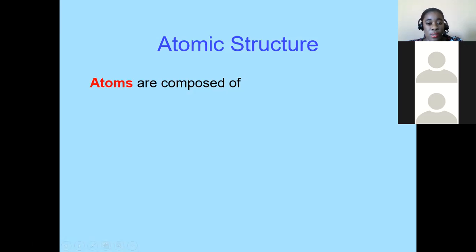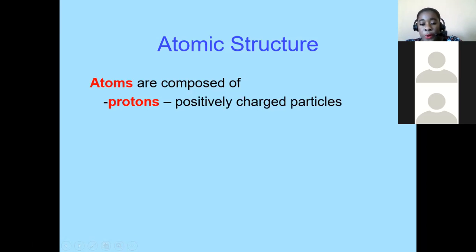Atoms are composed of protons. Whenever you think protons, think positive. So your protons are positively charged particles. What kind of charge do the protons have, students? Positively charged. The neutrons are neutral particles.